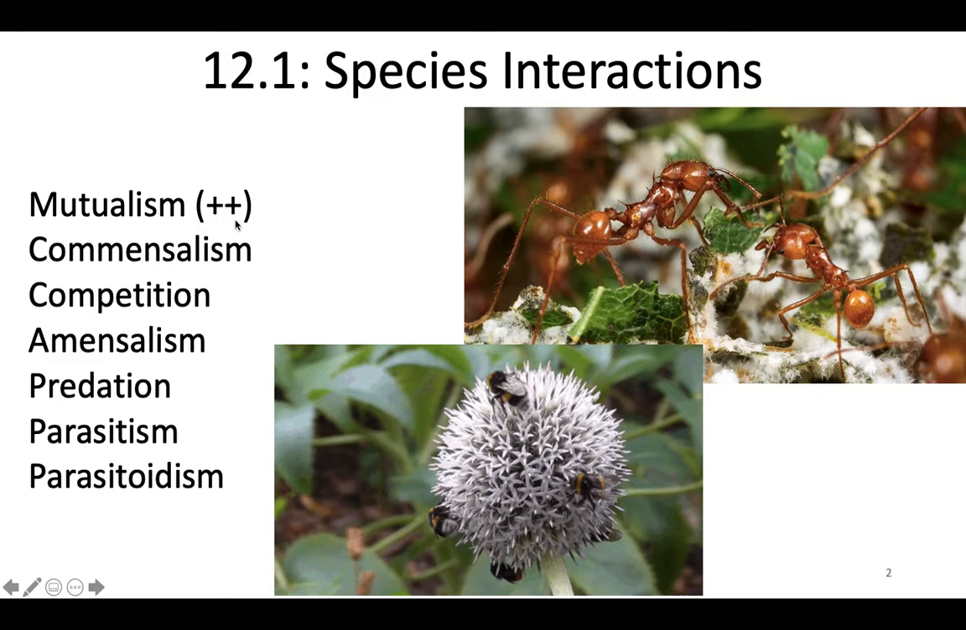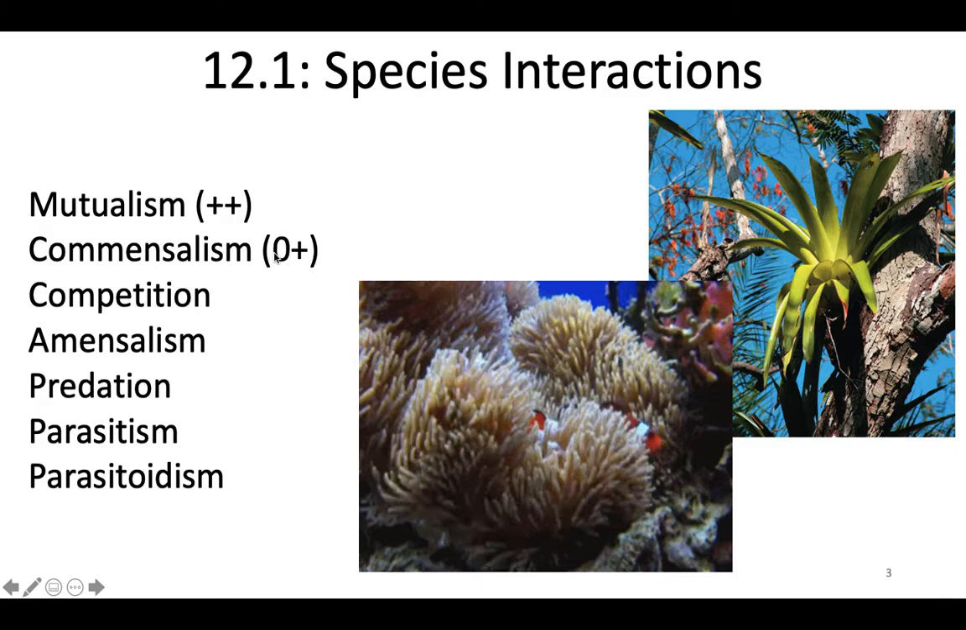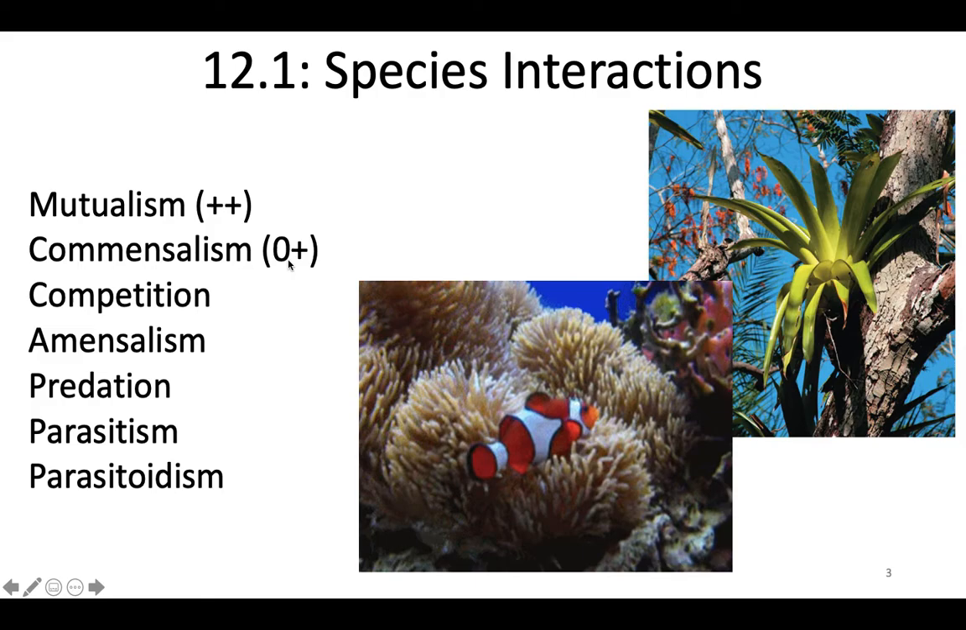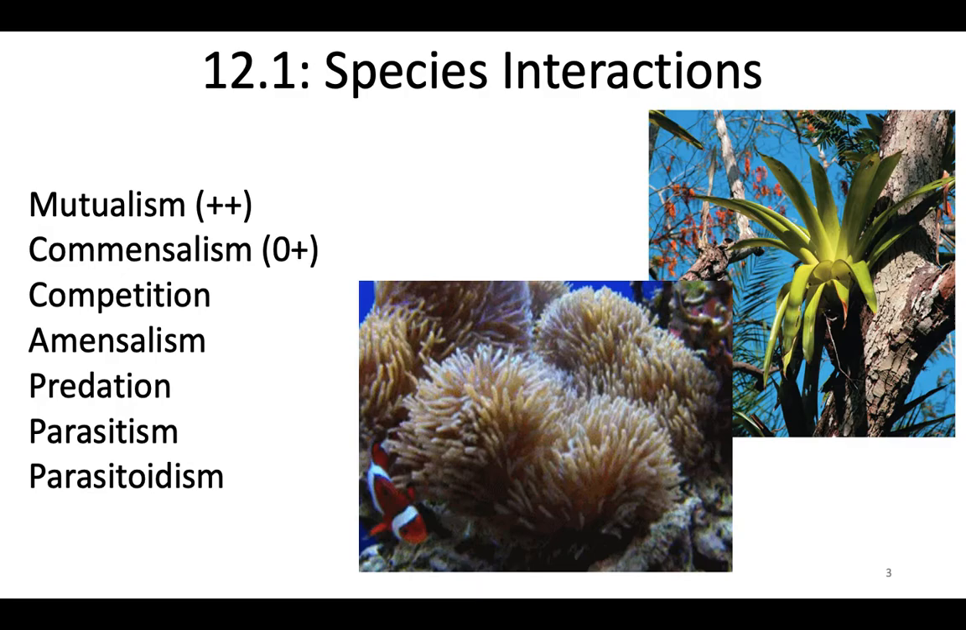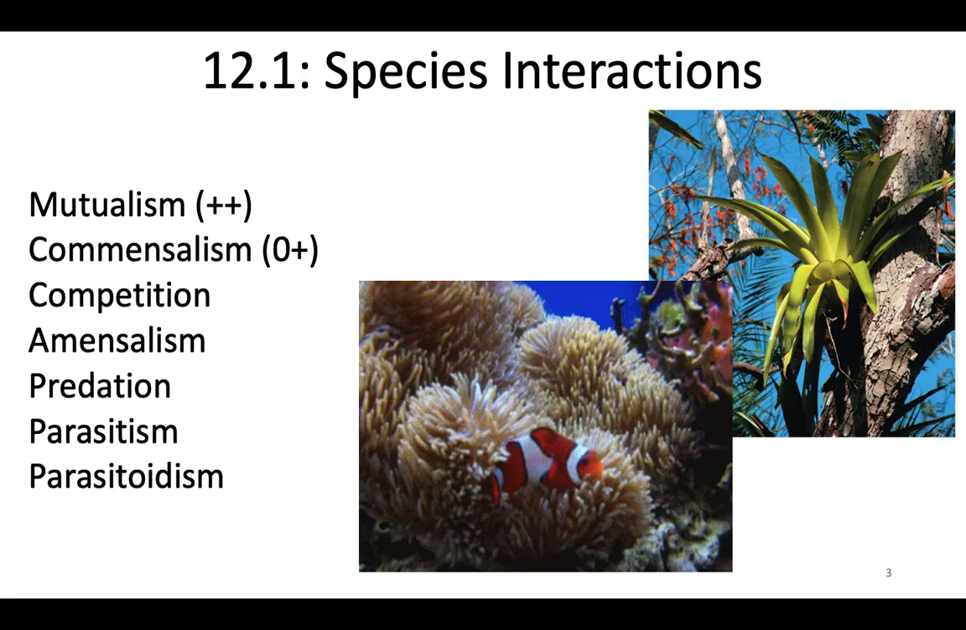Commensalism is a relationship where one species, A, receives no benefit from the relationship, and species B has a positive benefit. Clownfish and sea anemones are the typical example you hear about with commensalism. The clownfish gets protection from the stinging nematocysts of the anemone, but the anemone doesn't really get much out of the relationship.